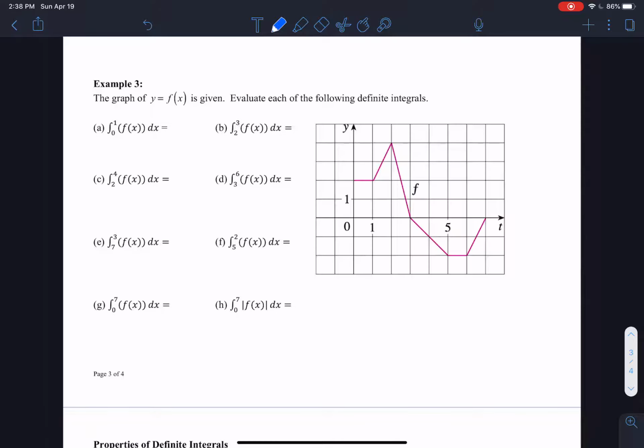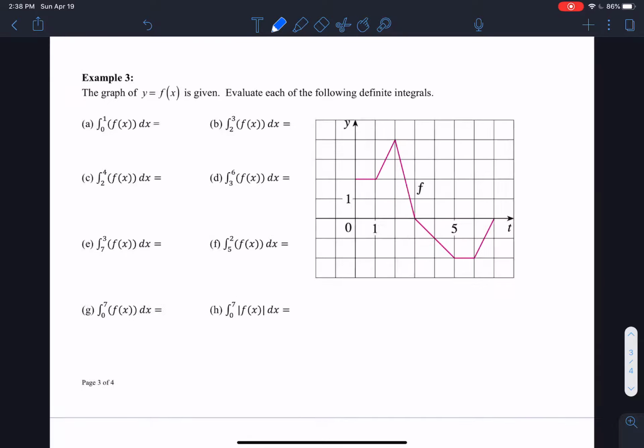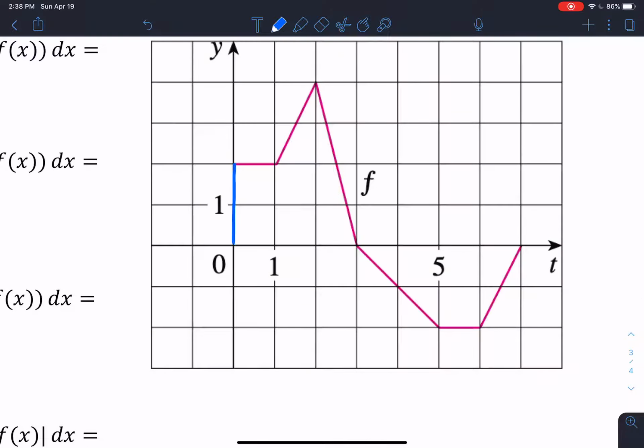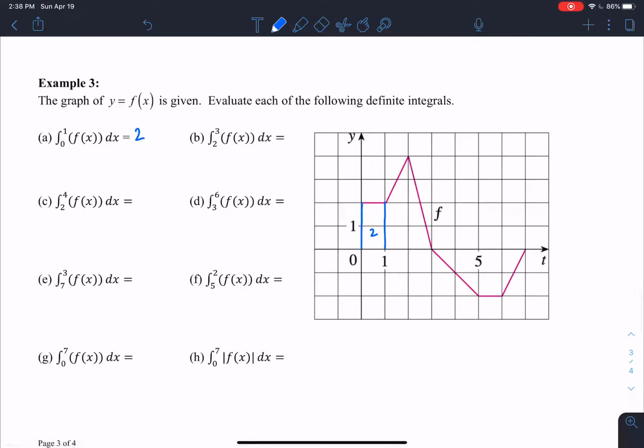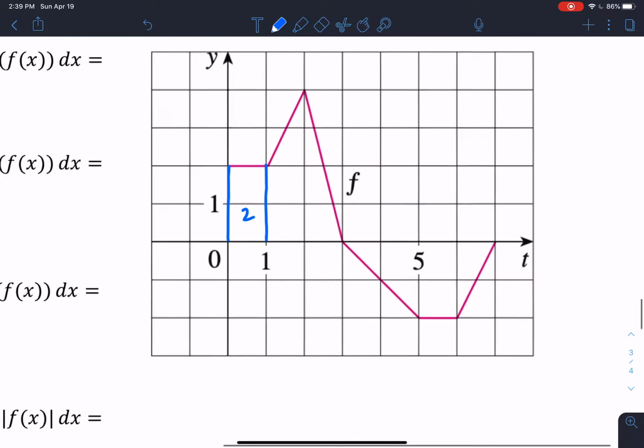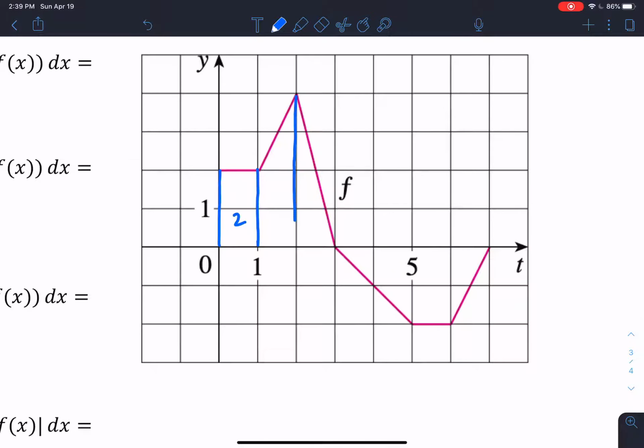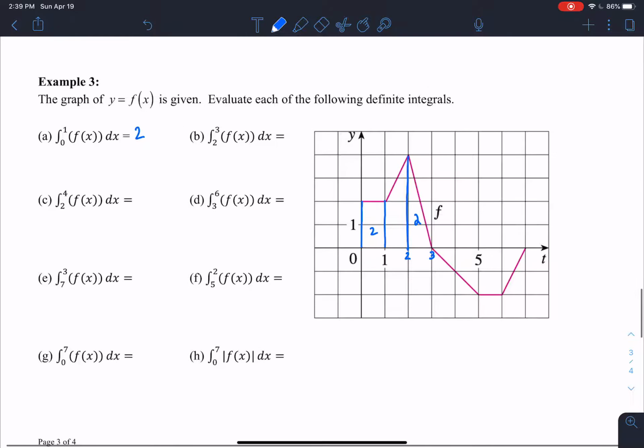And that's what we have to do again here. For the first one, we're going from 0 to 1, which is just a rectangle. So you have 1 times 2, so that's going to be 2. Now we need to go from 2 to 3, which is just a triangle. So 1/2 of the base, which is a half, 1/2 times 4, which would be 2. So from 2 to 3, our area is also 2.